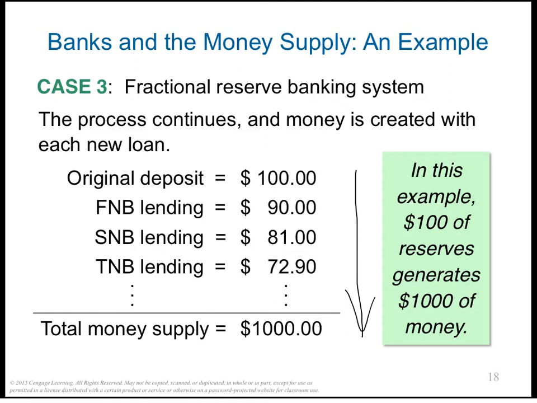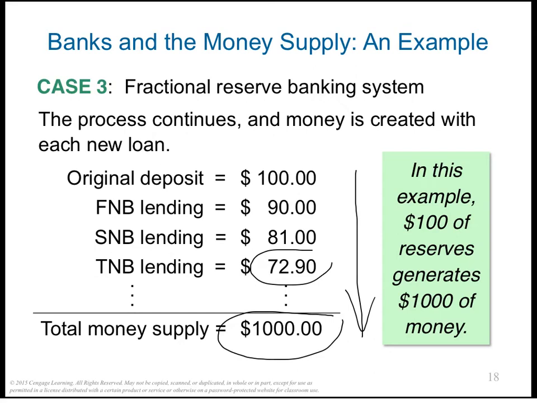But the question is, how much money is eventually created in this economy? If we let it go until the lending amount decreases to zero, the total money supply will be 1,000. Okay, so in this example, $100 of reserve generates $1,000 of money.